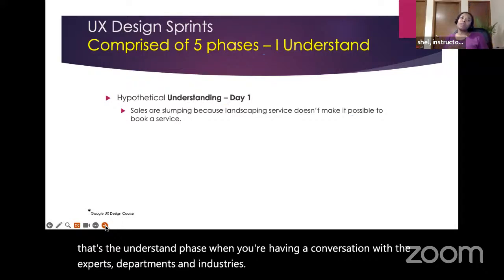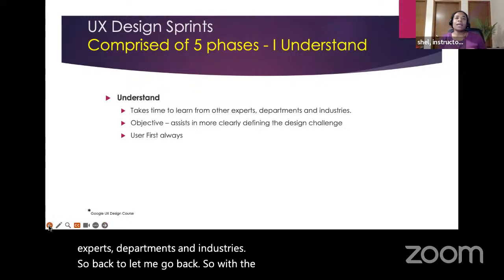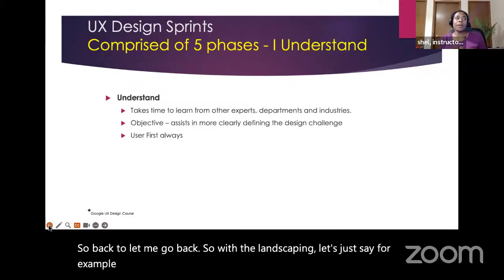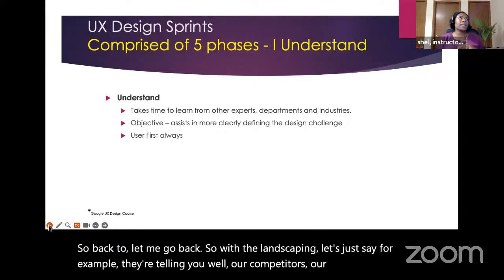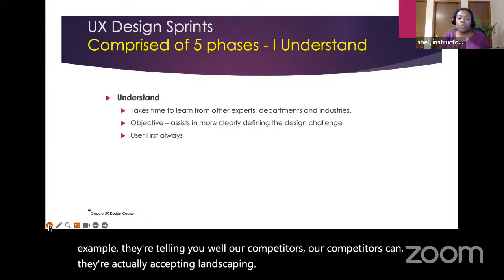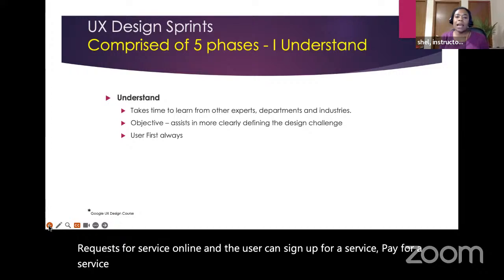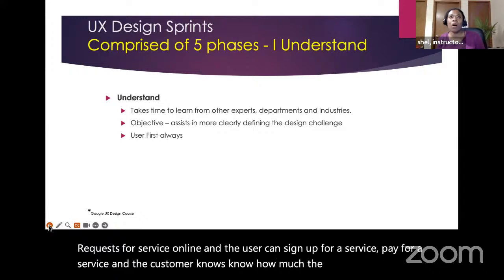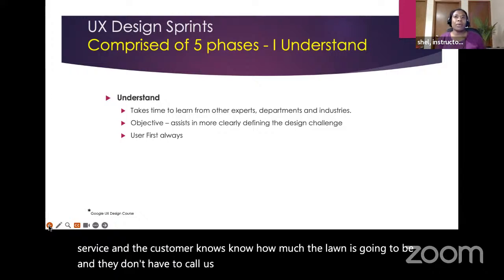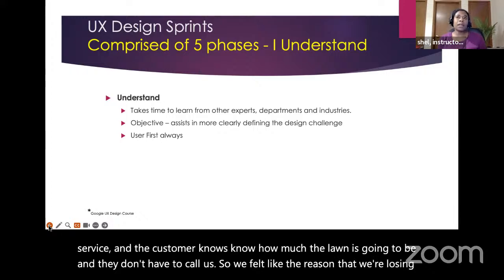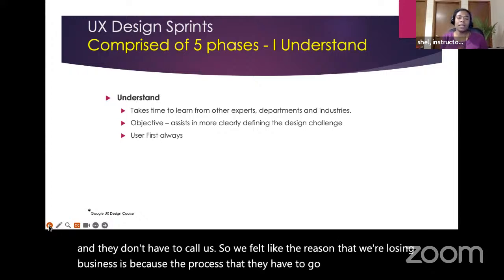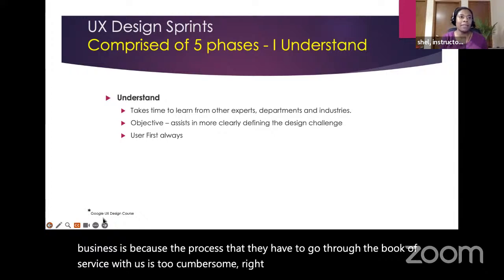So back to, let me go back. With the landscaping, let's just say, for example, they're telling you, well, our competitors are actually accepting landscaping requests for service online, and the user can sign up for a service, pay for a service, and the customer knows how much the lawn is going to be, and they don't have to call us. So we felt like the reason that we're losing business is because the process that they have to go through to book a service with us is too cumbersome, right? So let's just say that's your understand phase.